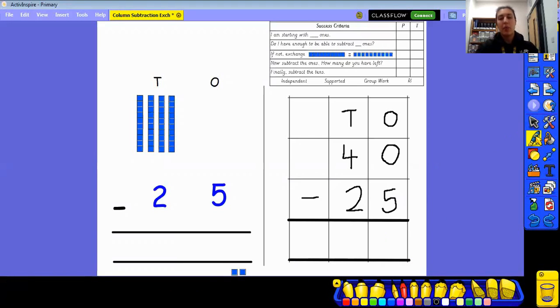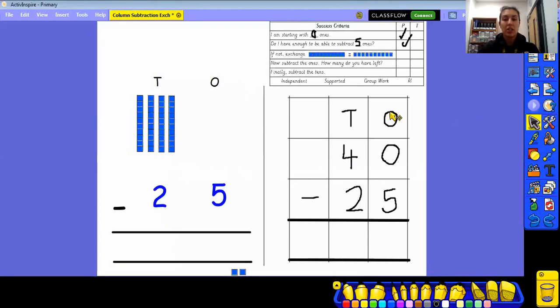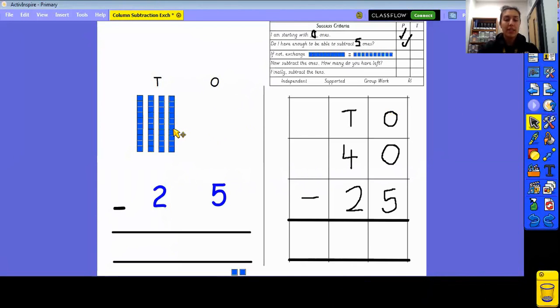So let's start working it out. I am starting with 0 1s. Do I have enough to be able to subtract 5 1s? No, I don't. So I need to get some 1s from somewhere. So that means I need to make an exchange. So I'm going to take one of my 10s from my 10s column and put it into my 1s column.